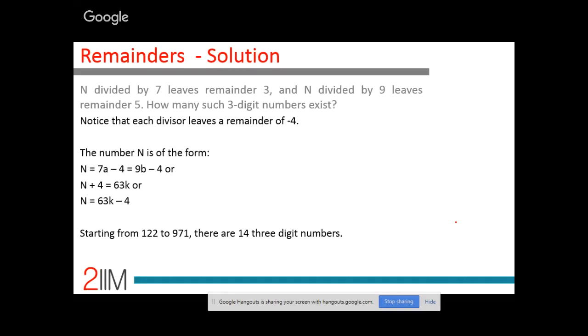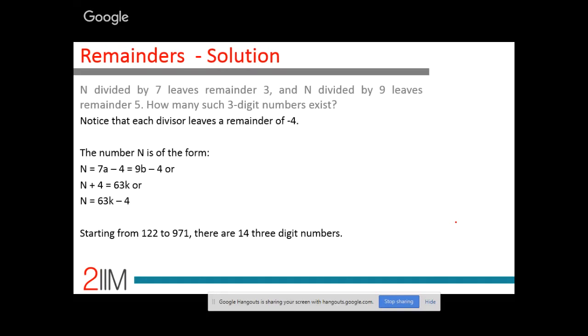Or we could do it by the other method. Right? n by 7 remainder is 3, n by 9 remainder is 5. In both cases, the remainder is minus 4. So our number is of the form 7a minus 4 and 9b minus 4. Which is of the form 63k minus 4. Simplify from there, you'll get the same answer.